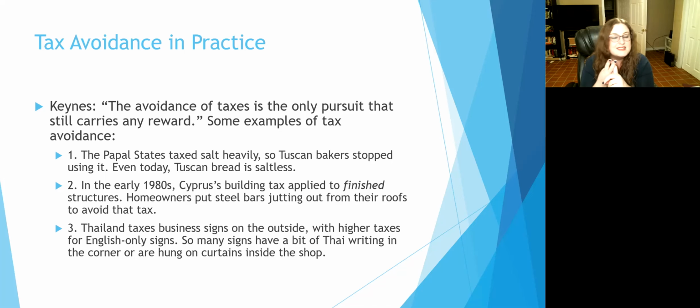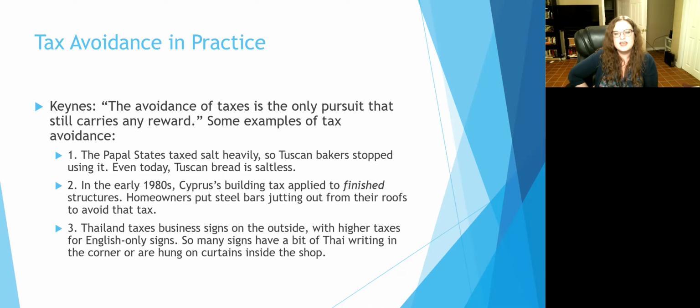Here's another one. In the 1980s, Cyprus, they taxed buildings, but only finished structures, right? So lots of homeowners would just keep some metal bars jutting out of their roofs. They would just not finish one corner of their house, because then they had a beautiful house, wonderful house, except for that one corner. We don't look over there, but beautiful house. But it wasn't technically a finished structure, so it was not taxed as such.